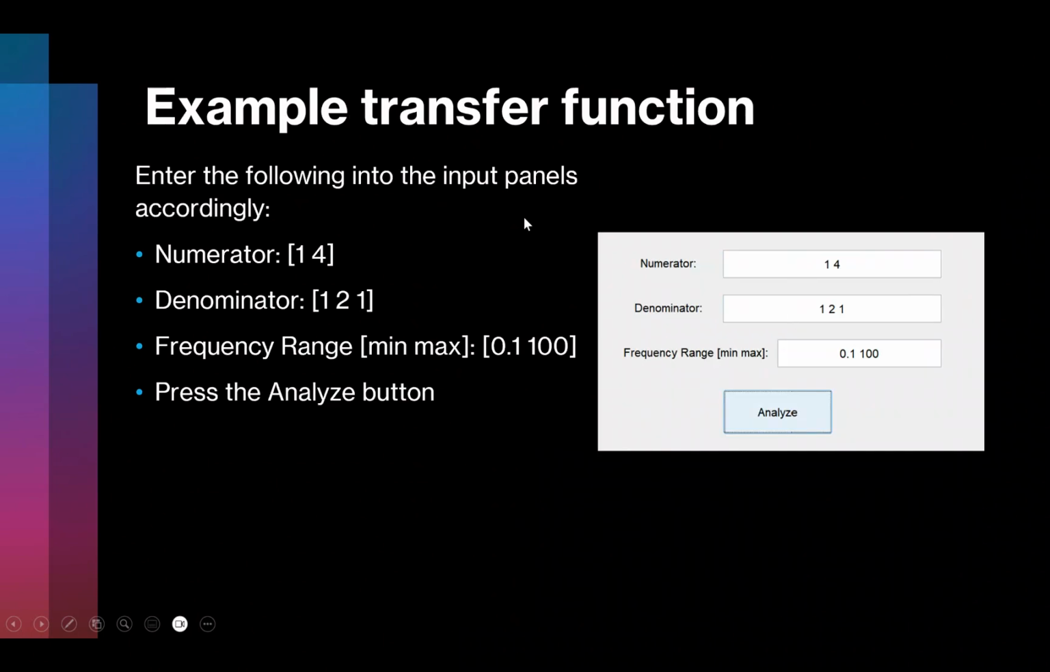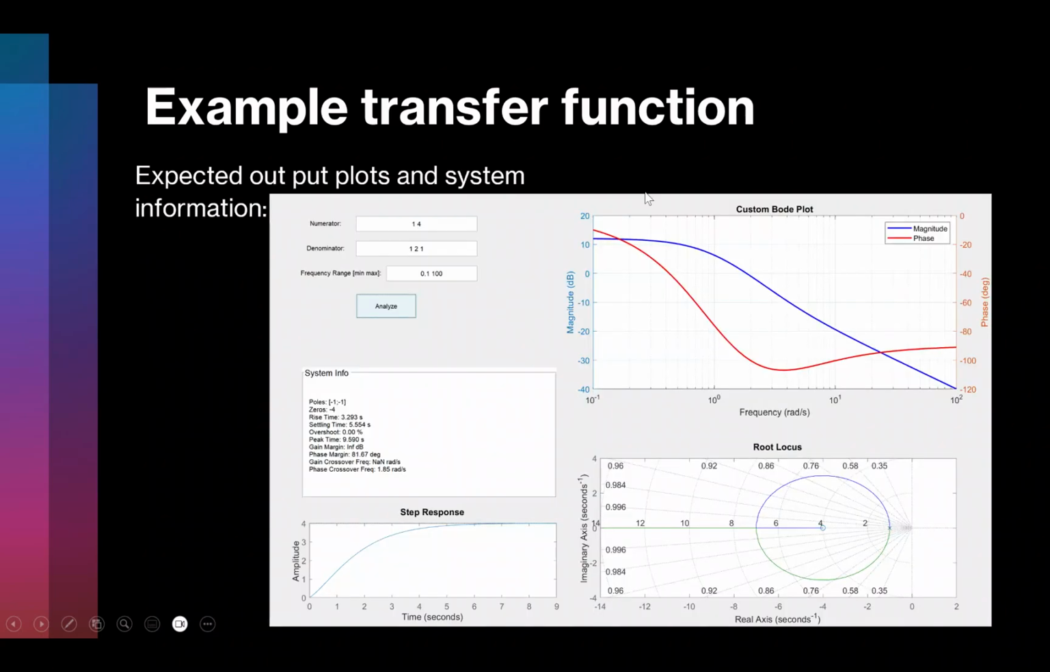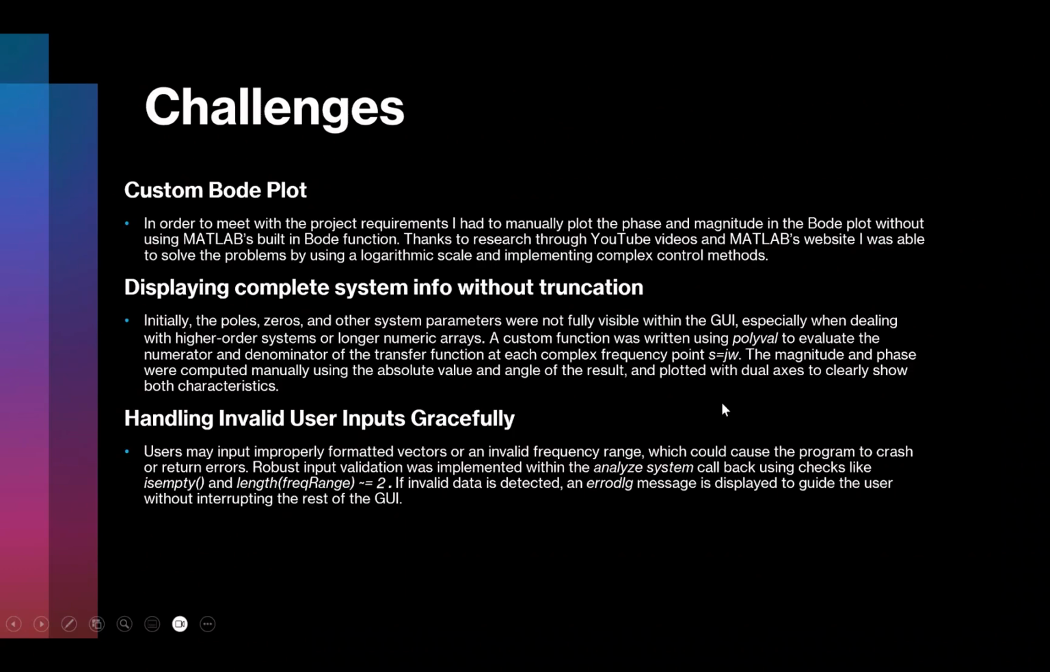So for an example, we can use the following numerator and denominator along with the frequency range. Once you enter it, you could enter it like this. You could enter a bracket or not if you want to. It's up to you. The inputs will be analyzed regardless of what you put with it. And these are the outputs you should get for the system. As you can see, it's all unique to the input transfer functions, and you can then analyze to see if the system is stable or not.